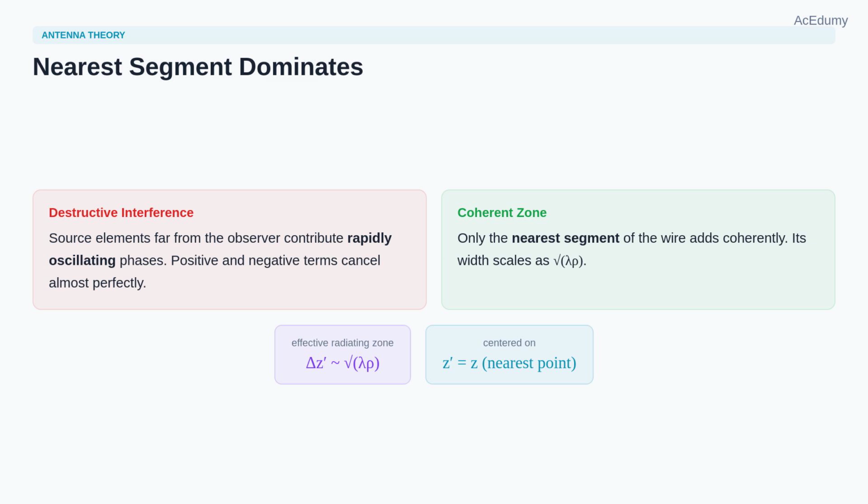The physical picture is elegantly simple. Even though the wire extends to infinity, the radiation at any observation point comes predominantly from the nearest segment. Distant parts of the wire contribute rapidly oscillating phases that cancel through destructive interference. The effective radiating zone is centered on the nearest point and has a characteristic width proportional to the square root of the product of wavelength and distance.